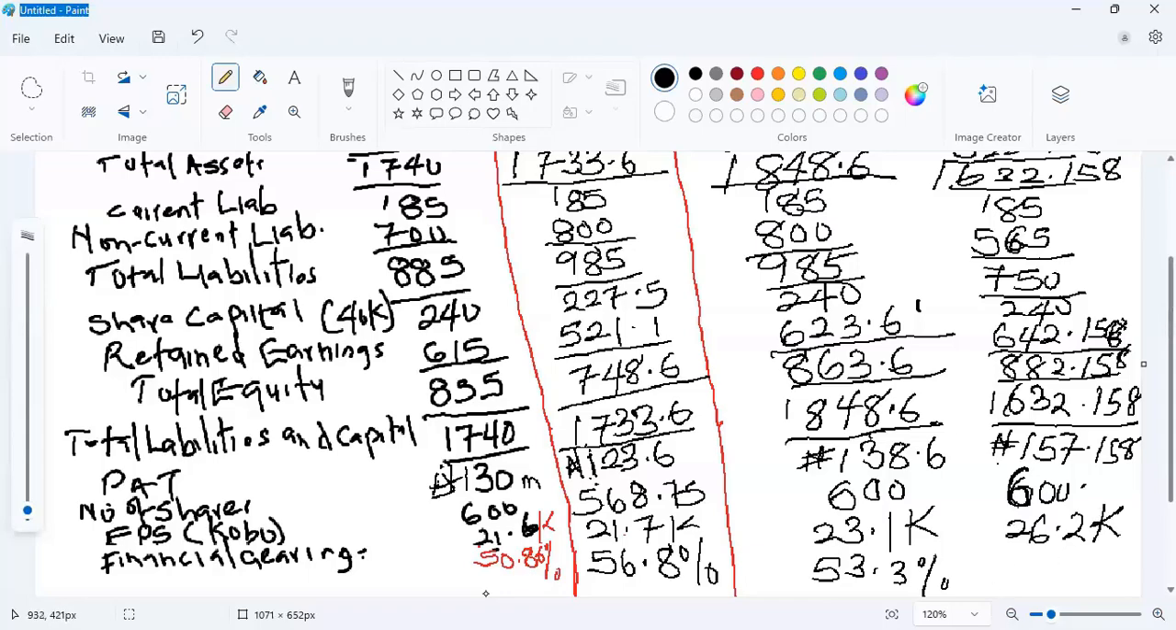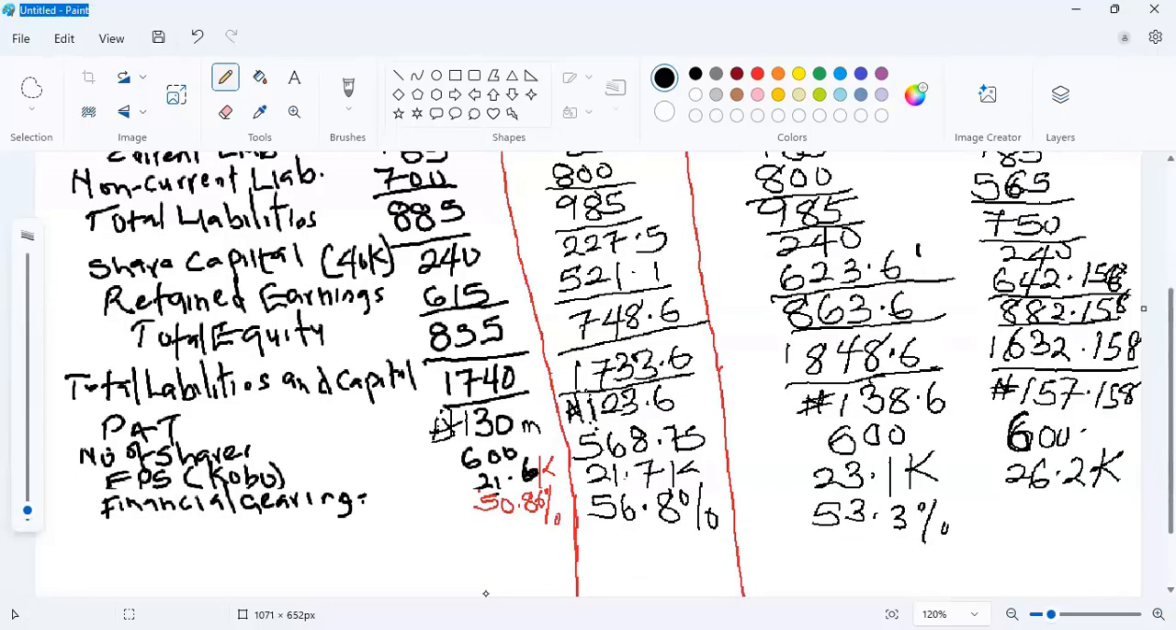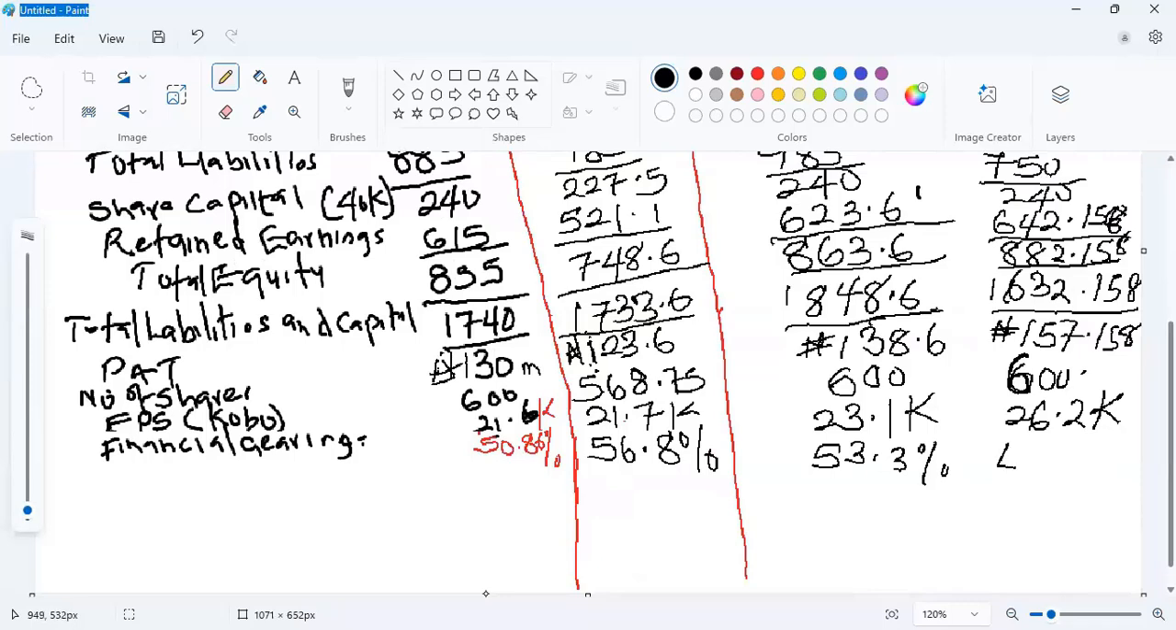Then calculate the financial gearing: liability divided by total assets. 750 divided by 1632.158, multiplied by 100, gives 45.95%, approximately 46%. All right, we are done with the question now.